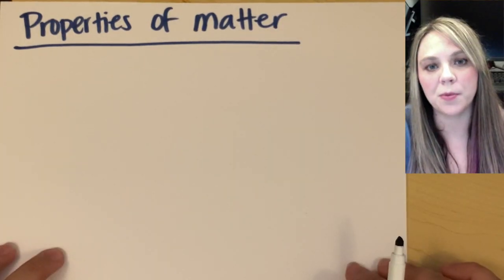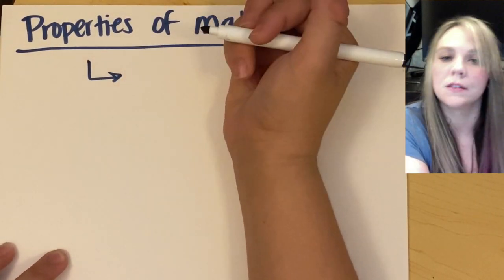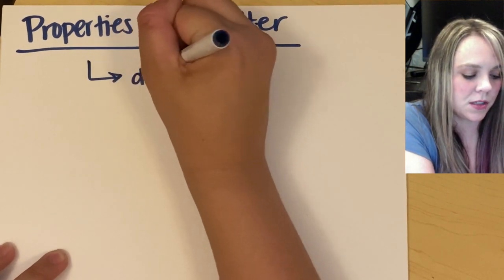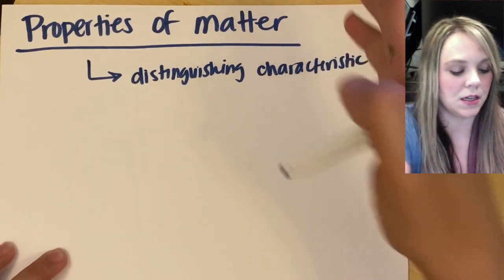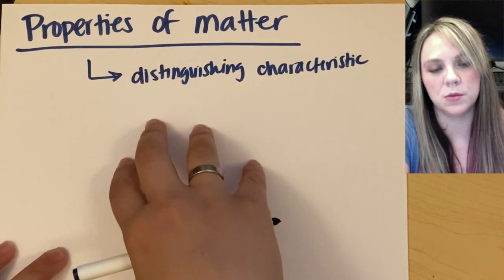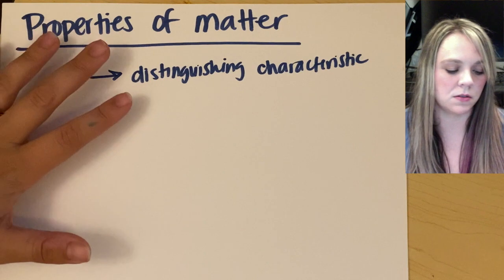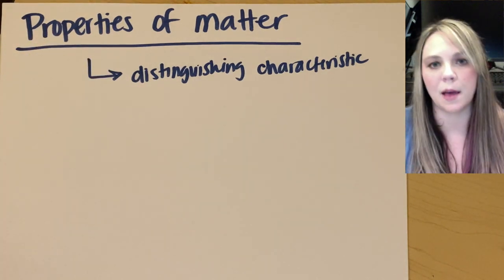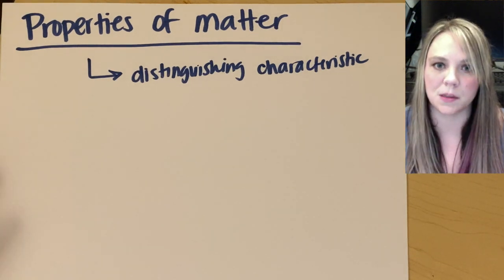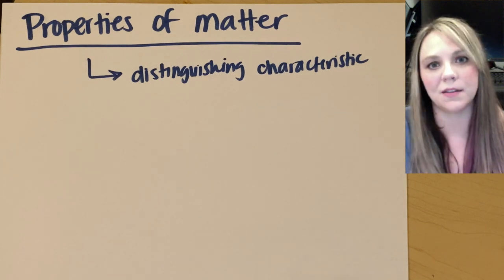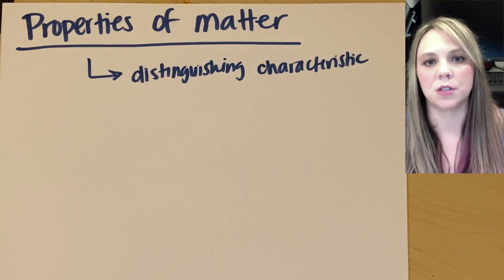All right, so properties of matter. What a property of matter is, it's relatively easy. It is just a distinguishing characteristic. What that means is these properties can distinguish between different elements, different compounds, different whatever. If you had a lab and you had an unknown substance, you're going to try and figure out what that substance is. You need to know the properties of that substance. You need to be able to figure out how to identify your unknown. So we need to look at these distinguishing characteristics.